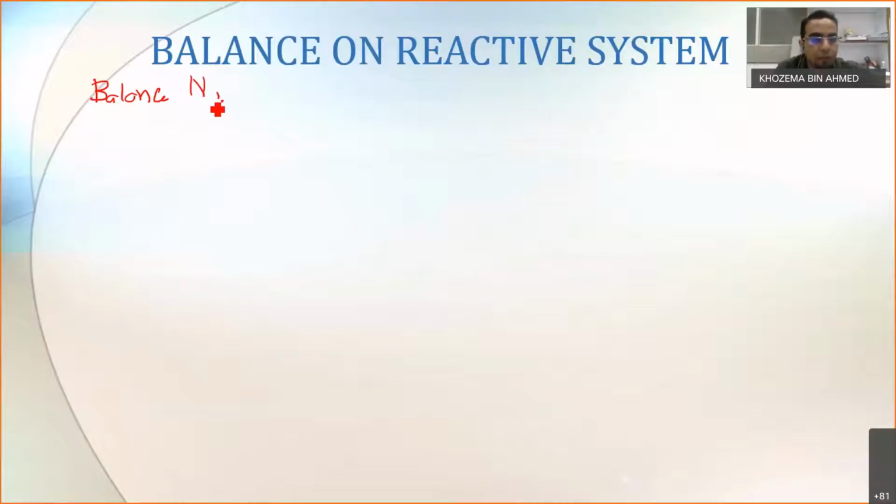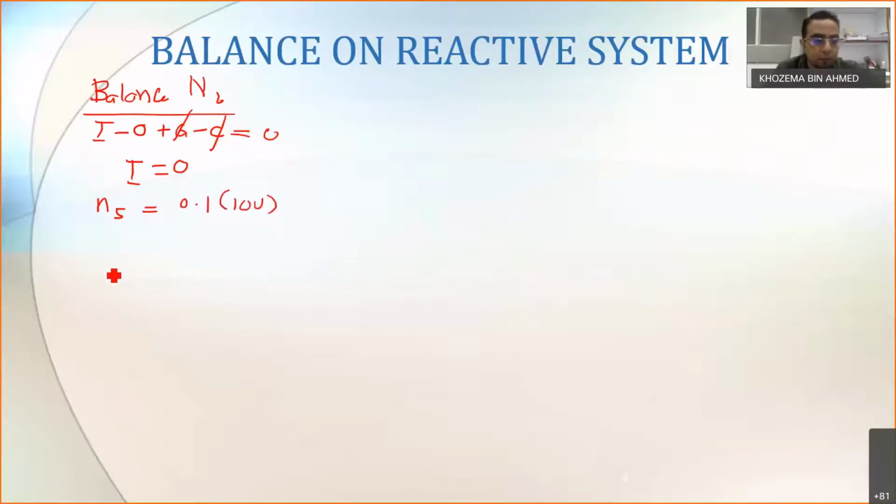for nitrogen. Again the equation: input minus output plus generation minus consumption is equal to 0. Since N2 is not involved in our reaction, there is no generation and no consumption. Input is equal to output, and our output we label as N5, and the input of nitrogen is 0.1 times 100, so we get our N5 value is 10 mole.